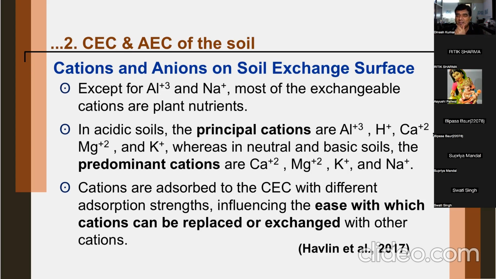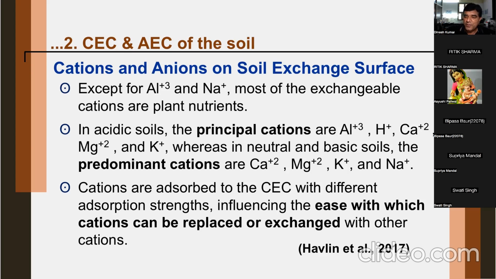Hydrogen. Correct. Hydrogen. Next? Calcium, then magnesium, then potassium. Correct. So you see as the valency of the cation is decreasing, its attraction force or adsorption strength is decreasing. Higher the valency of the cation, higher is the adsorption strength.